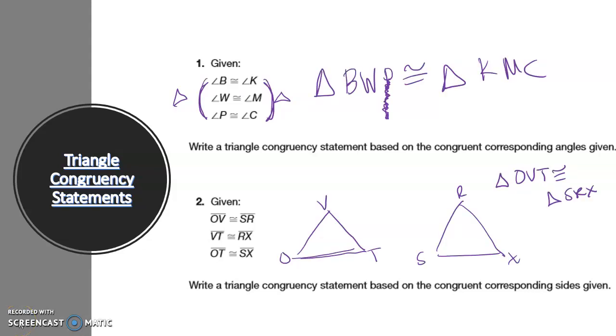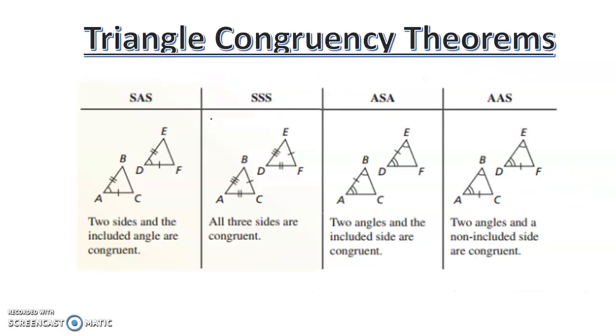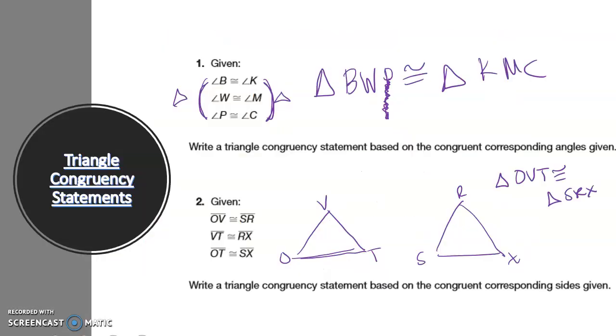Now check your answers. In number 1, you should have had triangle BWP is congruent to triangle KMC. I showed you here on the side that the angles BWP make up a triangle, and the angles KMC make up a triangle. Therefore, triangle BWP and triangle KMC. In order to answer 2, I sketched the triangles. Obviously, mine are not correctly congruent by my sketch, but you get the idea.